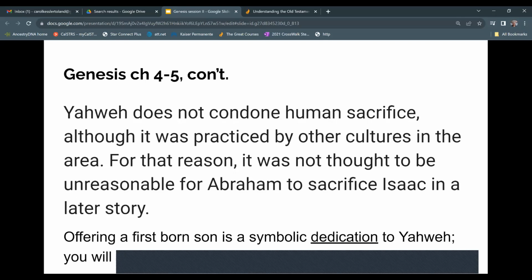The cultures that are around Canaan offer sacrifice of firstborn sons to their gods. So it's kind of a conundrum when you think about it. I mean, here's Abraham who's taking his son Isaac and going to offer him to the Lord as directed. But when we get to that story, we'll have a little more better understanding. So offering a firstborn son is a symbolic dedication to Yahweh. You'll raise up your child in the ways of the one God, Yahweh.